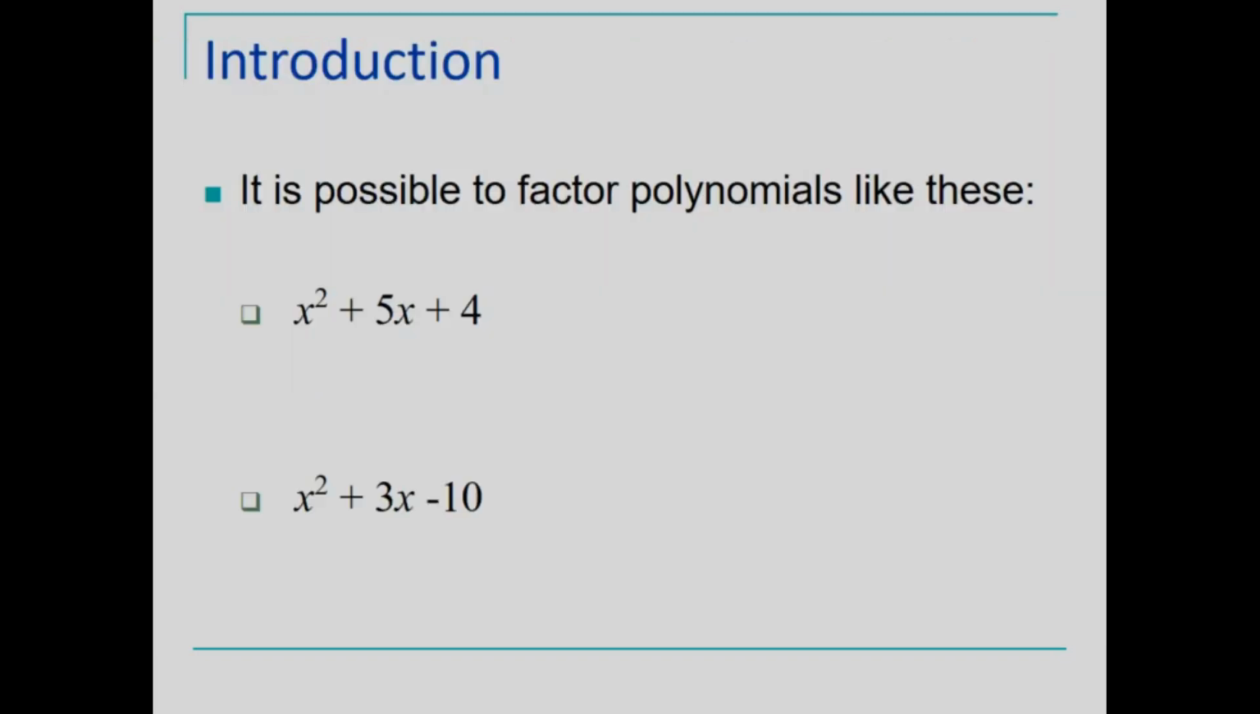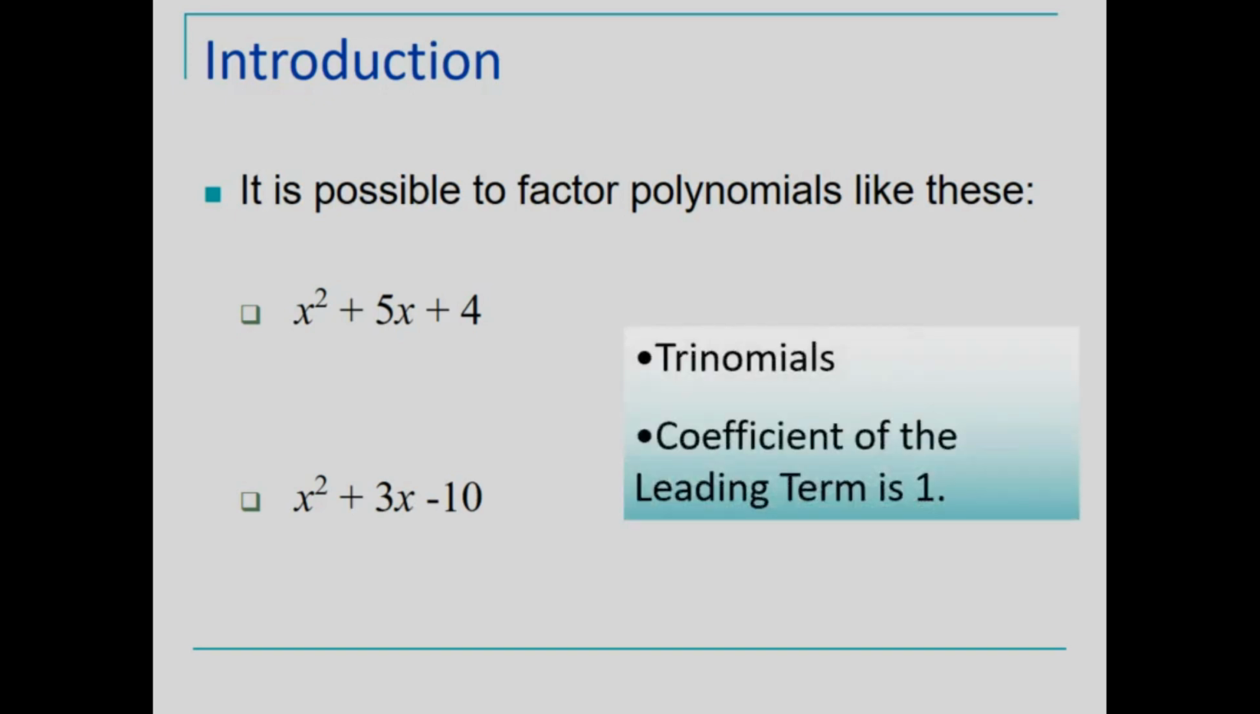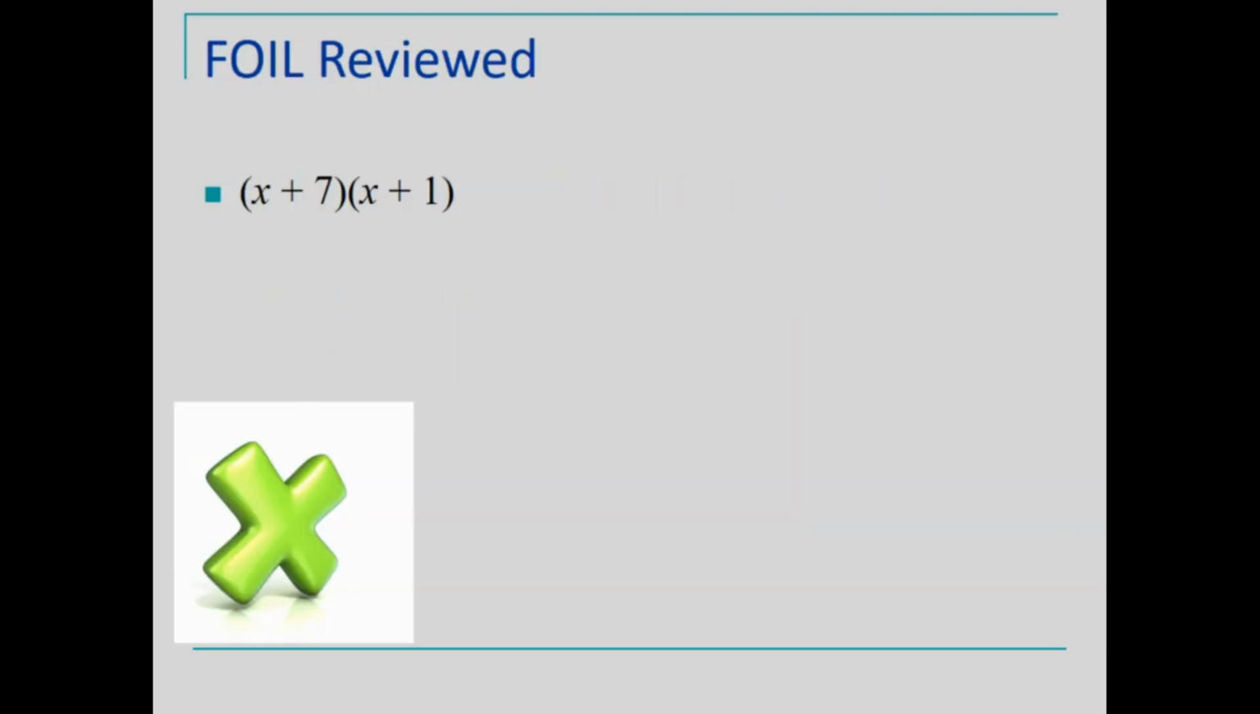It is possible to factor trinomials like these for which no common factor exists, and the leading coefficient is 1. Recall that when factoring, we are writing an equivalent expression that is a product. For these trinomials, the factors will be binomials. To understand how to factor a trinomial, let's review multiplication of binomials using the FOIL method.